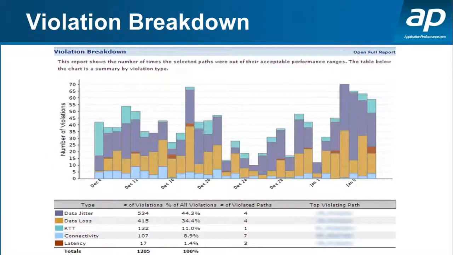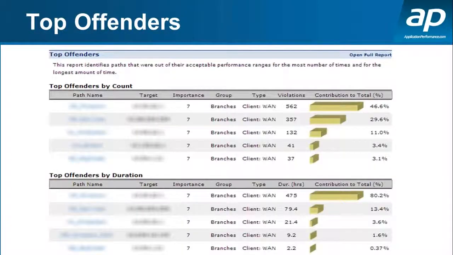Another view of this is the violation breakdown. This gives you a picture of all the sorts of problems that you have on the network. And for each type of problem, it will give you the worst offending path. Another way of viewing a similar picture is we can look at the top offenders for the number of violations that they've had, which is the top view, and the top offenders by the total duration of the violations that they've had too.